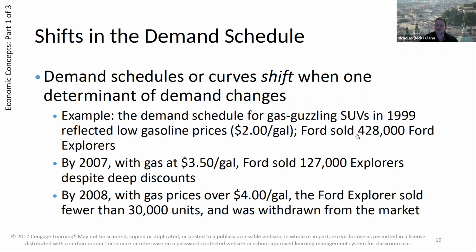Ford sold over 400,000 Ford Explorers. It's one of their big SUVs. But then gas price increased to $3.50, and they sold a lot less, all right? Because this complementary good that goes with these gas vehicles increased a lot, so it decreased the demand. This shifts the whole demand curve.